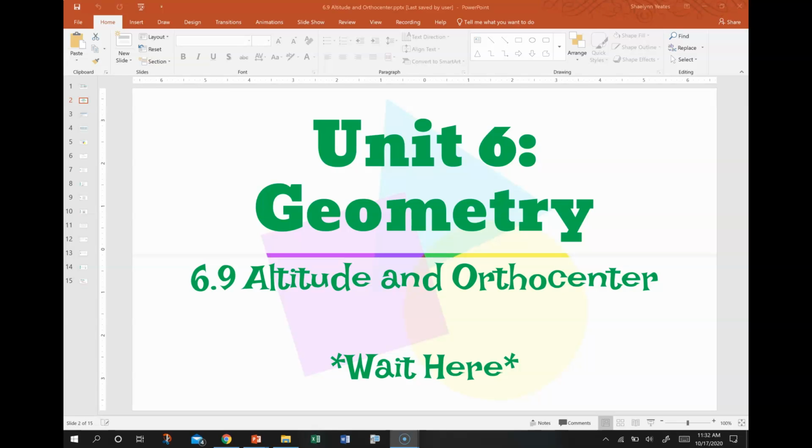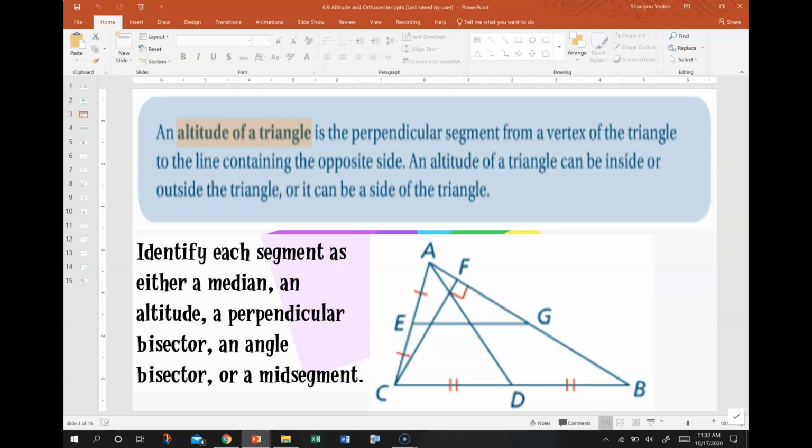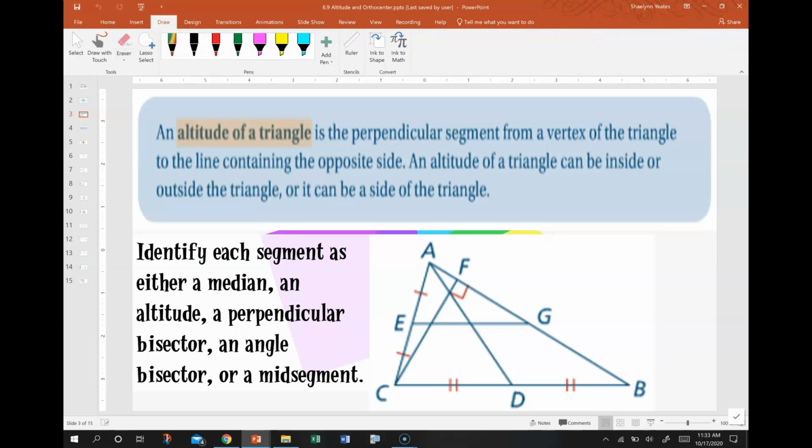Alright, so today we're talking about the altitude and orthocenter. Now the altitude of a triangle is actually really interesting. It's talking about the height at any point in a triangle. So if I'm looking at a triangle, let's say this is my triangle, the height isn't necessarily the length of the side. That's not really the height. When we consider height, we talk about this perpendicular height, directly from the angle down.